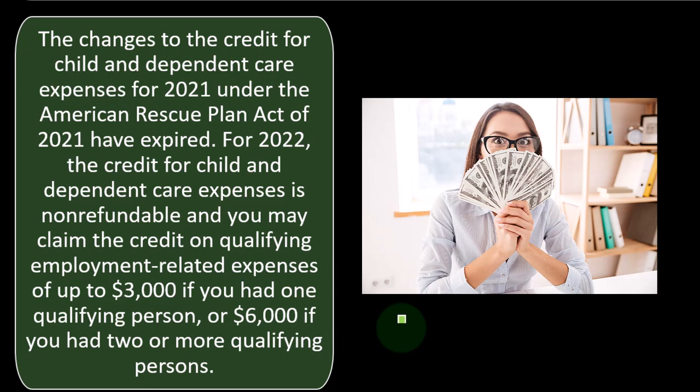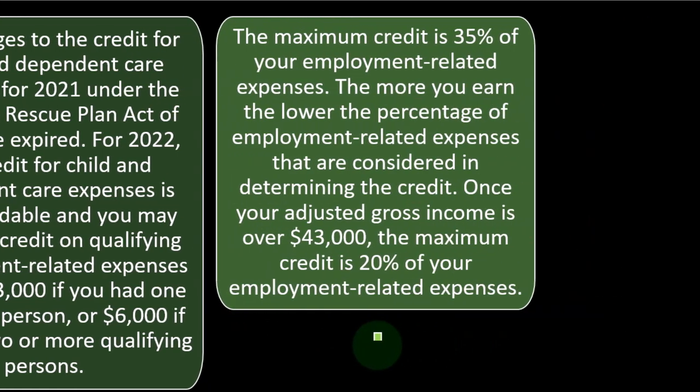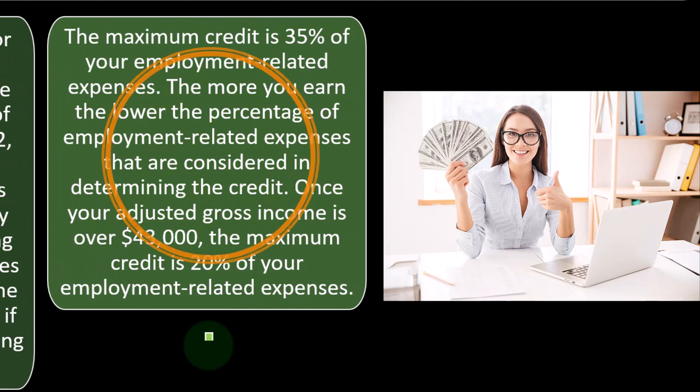As opposed to the child tax credit and the earned income tax credit, the big ones that have that refundable component. And you may claim the credit on qualifying employment-related expenses up to $3,000 if you had one qualifying person, or $6,000 if you had two or more qualifying persons. The maximum credit is 35% of your employment-related expenses.